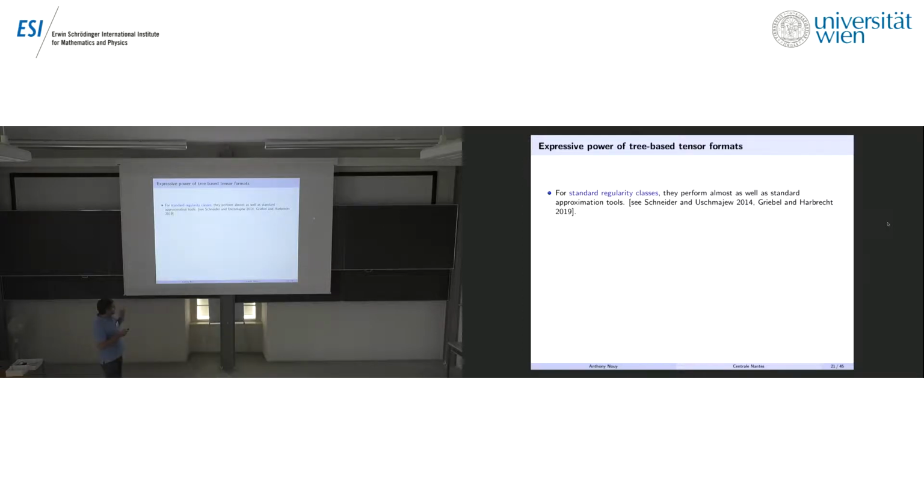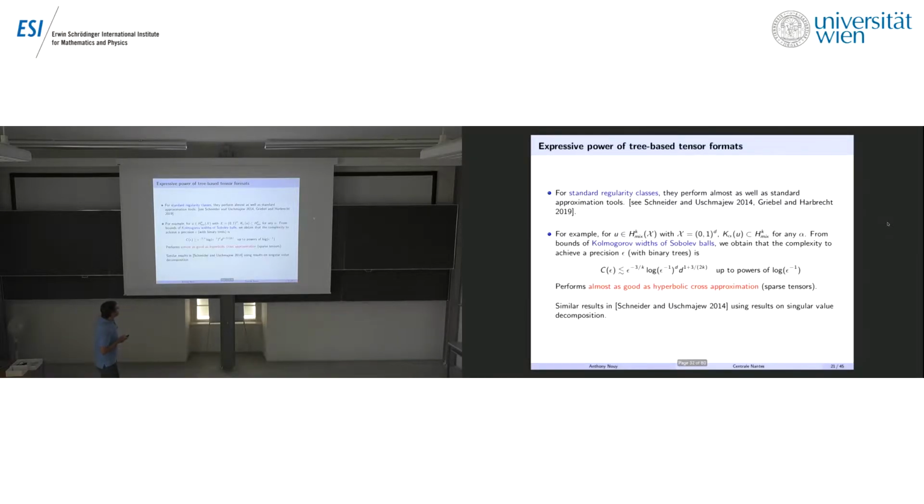So for standard regularity classes, results have been obtained by Reynolds Schneider and Reusch-Majeff, and recently also for other classes by Griebel and Archbrecht, that show that in fact they perform not as an optimal approximation tool, but almost in an optimal way. Let me give you a particular example for mixed Sobolev spaces. Suppose that U is in a mixed Sobolev space, H^K mix, defined on the cube here. Then you can use either singular value decomposition or the trick with Kolmogorov width. Here I will use the trick on Kolmogorov width.